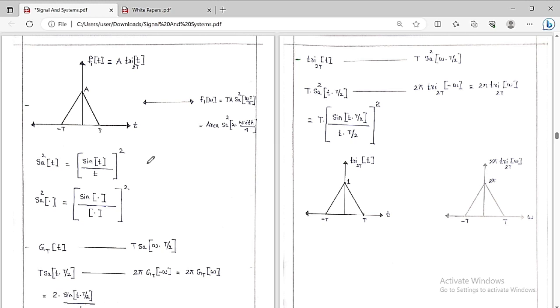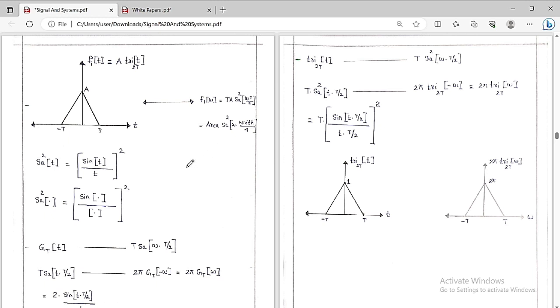And then what I told you, Sa of t is nothing but sine t by t. Sa square is nothing but just the square of this one. Similarly, Sa of a dummy variable is sine of the dummy variable by the dummy variable. If you want to do the square, do the square, that's it.